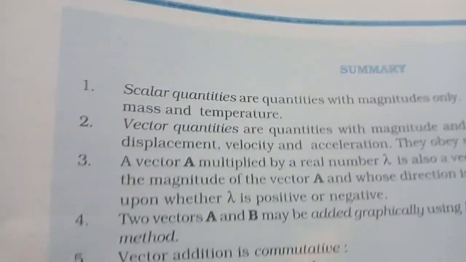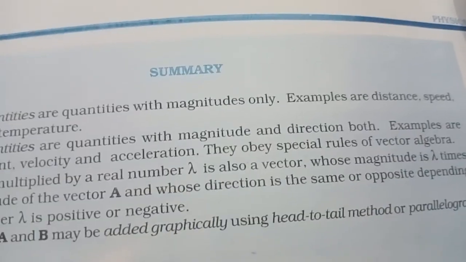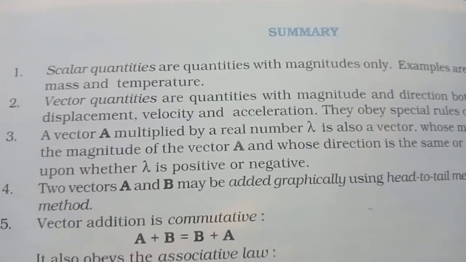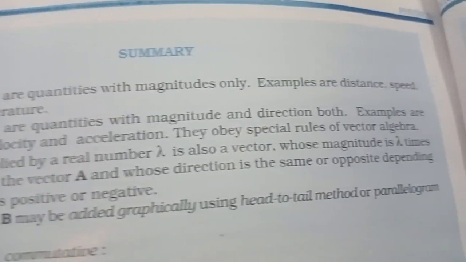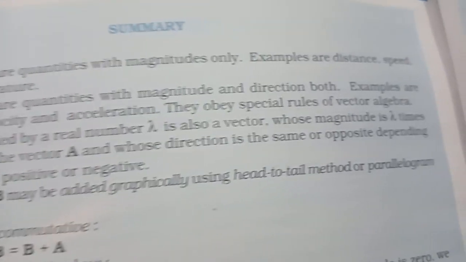Now I will read summary of the chapter. Scalar quantities are quantities with magnitude only. Examples are distance, speed, mass and temperature. Vector quantities are quantities with magnitude and directions both. Examples are displacement, velocity and acceleration. They obey special rules of vector algebra.